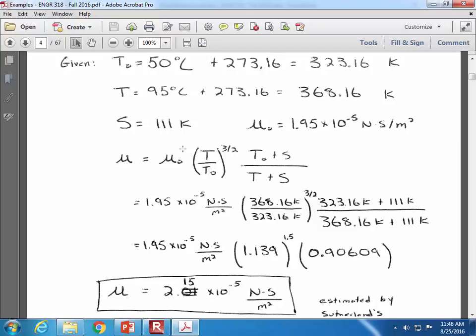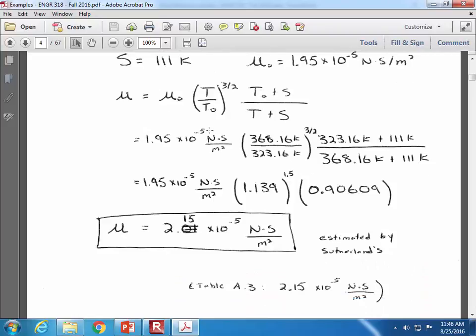If you actually go to the book and look up the actual value, it is exactly the same, 2.15. That's from table A3 in the book. Now, it doesn't always match up perfectly like that.